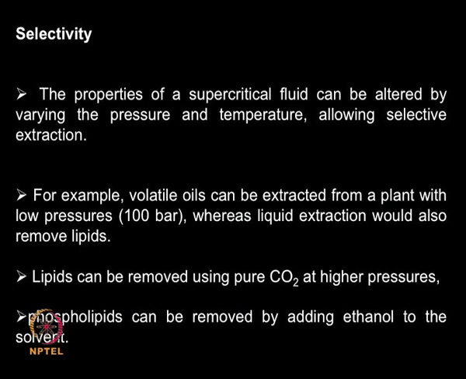We can change the selectivity by changing the pressure and temperature. For example, volatile oils can be extracted from a plant at a pressure of 100 bar, whereas if you are using a liquid like hexane, it may also remove lipids. So supercritical fluid can be very selective. I can use CO2 at very high pressure to remove lipids alone, and I can remove phospholipids by just adding ethanol to the solvent. That means you are adding an entrainer to this supercritical CO2.